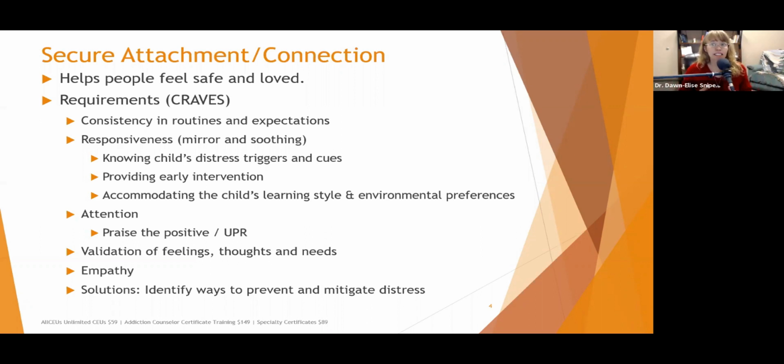Consistency in routines and expectations is usually something that is really important. Helping people know what to expect so there's not ambiguity, because ambiguity causes anxiety. Anxiety causes dysregulation, which can lead to behavioral issues. We want to show responsiveness. We want to mirror and soothe behaviors.